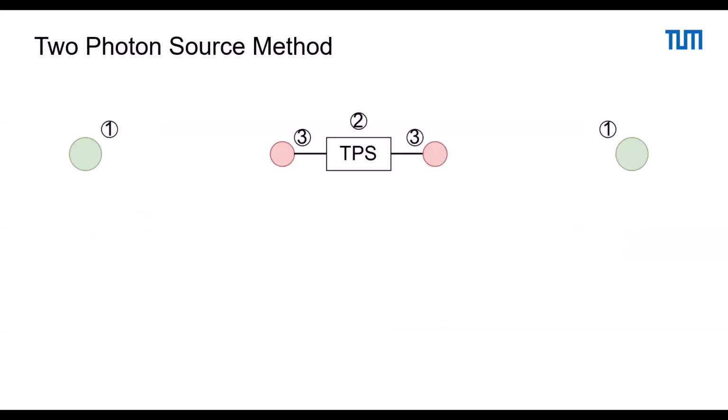This is the second one, the two-photon source method. Here we place a two-photon source in the middle, which can create photons that are entangled, so two photons that are entangled. Obviously, this doesn't work, for example, in free space.